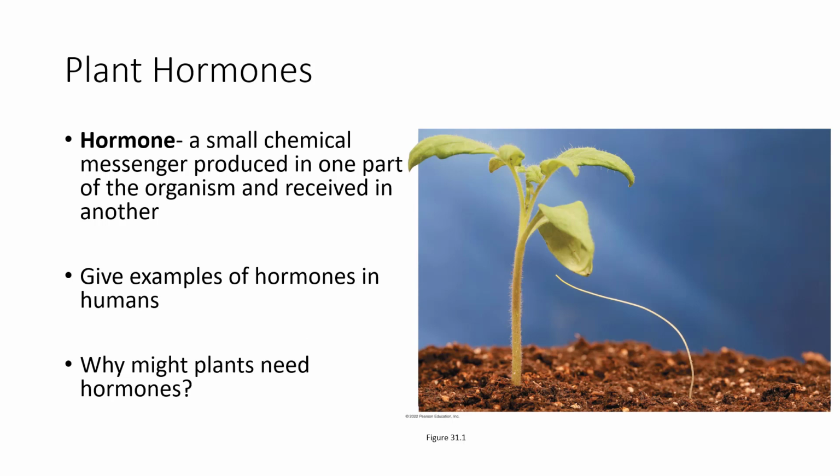When this happens, the plant must send a signal from the part that receives to the part that must respond. And this signal is often a hormone. A hormone is a small chemical messenger produced in one part of the organism and received in another. In class, we're going to look over some examples of hormones in humans, which we will be covering in later lectures.